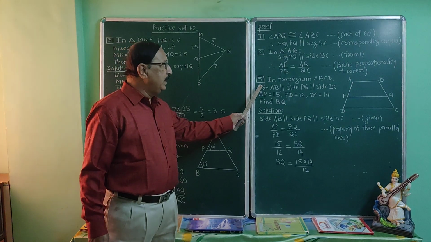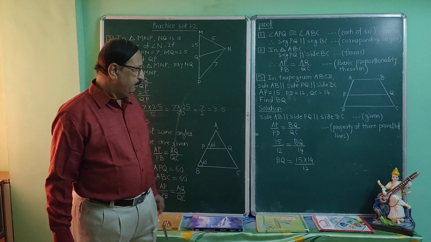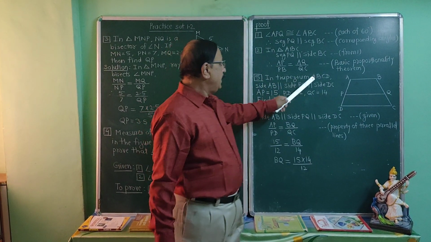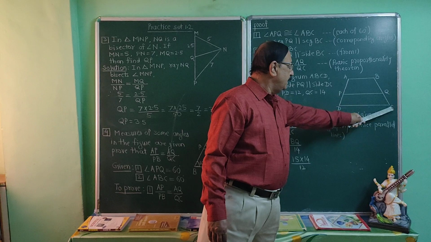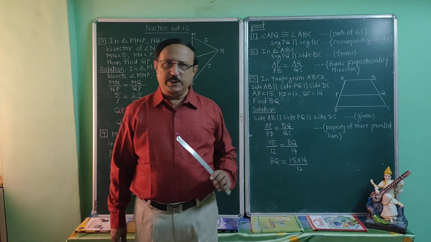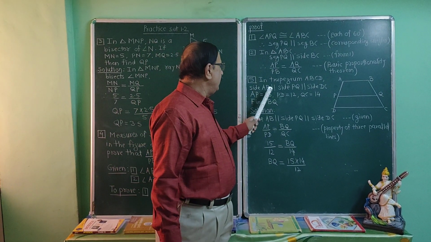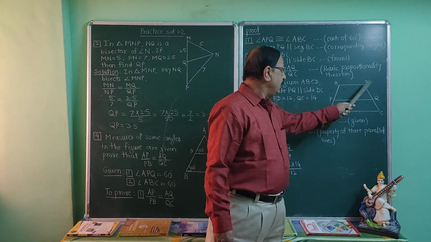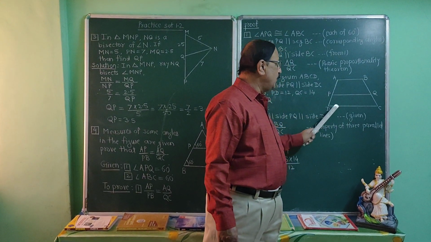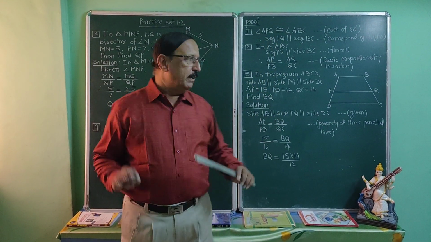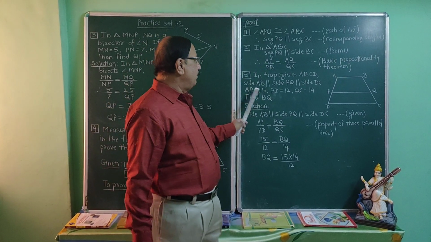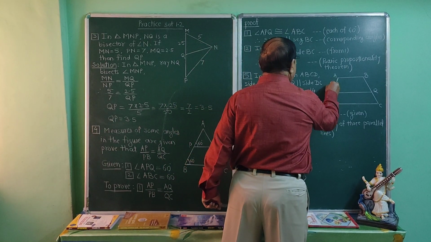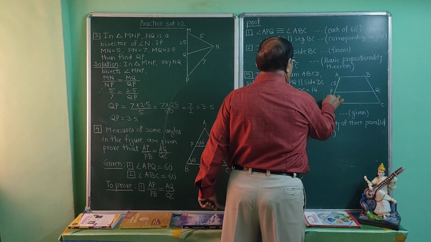Now we will see question number 5. Again, there is a figure. In trapezium ABCD, side AB is parallel to side PQ, is parallel to side DC. It is given. AP is equal to 15, PD is equal to 12.